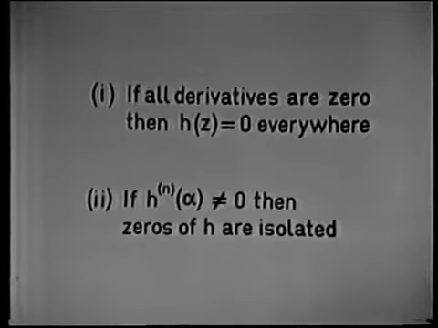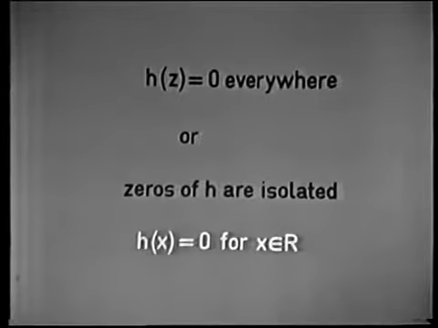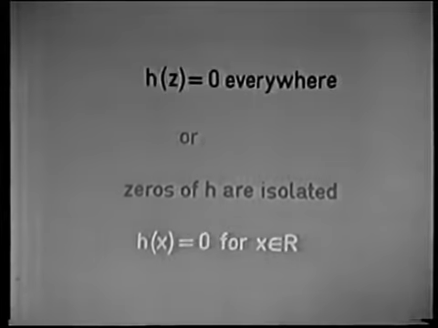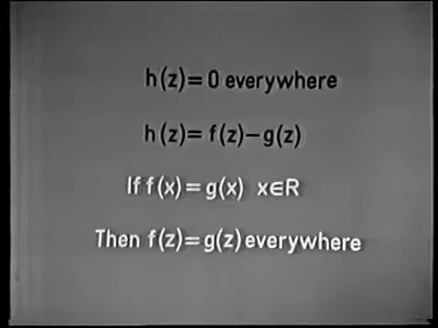But now, let's go back to our original problem. We were assuming that h x was 0 for all real values of x. So the zeros of this function cannot be isolated, and the function must be 0 everywhere. And now we can go back to the definition of the function h. It's just the difference between two functions. And what we've proved is that if the functions are equal on the real line, and that is the difference function h is 0 there, then they must be equal everywhere.